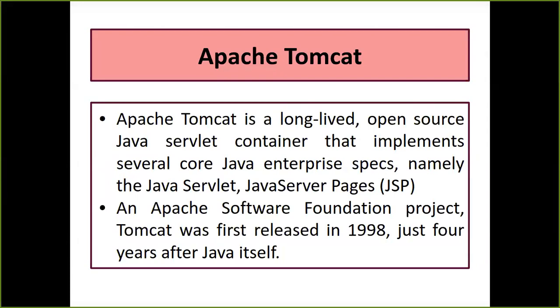Now, the Apache Software Foundation project Tomcat was released in 1998, just 4 years after Java itself. So for 4 years, we were just working with the standard edition. And once we started with the enterprise edition in the second version of Java, when we started developing applications, organizations had to come up with something where we have a client-server model, so we could scale the application one level up.